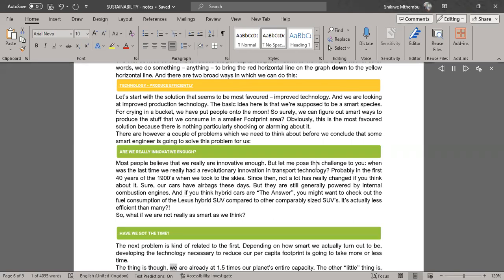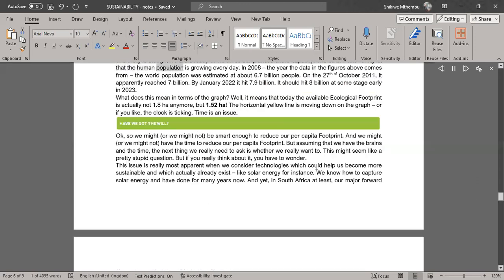The thing is though, we are already at 1.5 times our planet's entire capacity. The other little thing is that the human population is growing every day. In 2008, the year the data in the figures above comes from, the world population was estimated at about 6.7 billion people. On the 27th of October 2011, it apparently reached 7 billion. By January 2022 it hit 7.9 billion. It should hit 8 billion at some stage early in 2023.